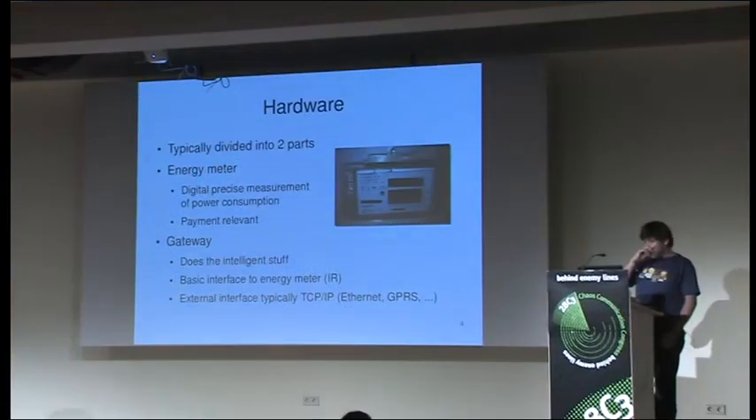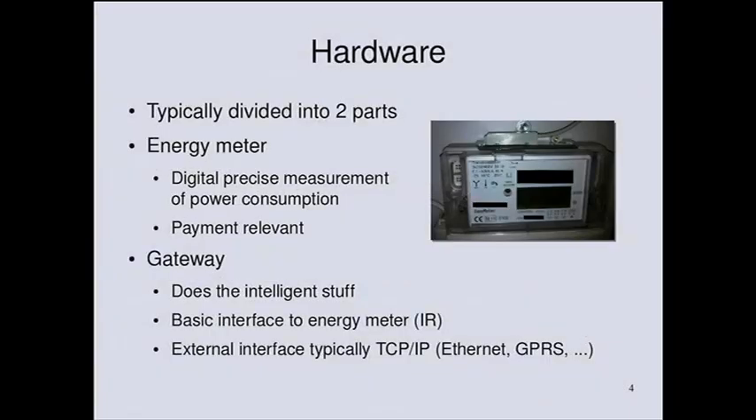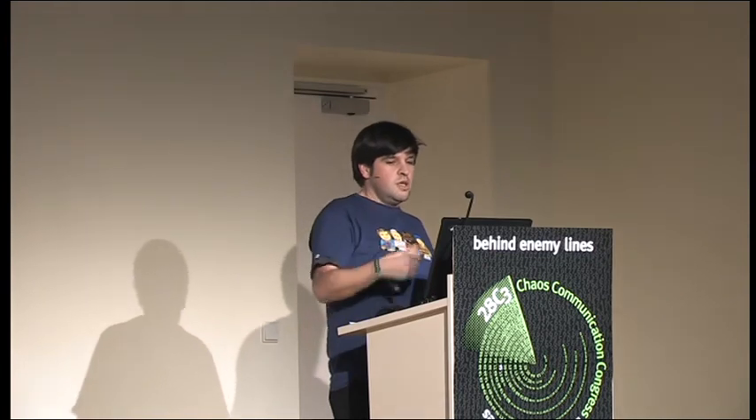So what is the hardware for a smart meter? The hardware is typically divided into 2 parts. You have an energy meter, which is shown in this picture. It's a digital measurement instrument, and this is the really payment-relevant device, which is in your cellar, and it works like the analog one you had before. And maybe it has the possibility to switch between different prices and show the amount for different times of day.